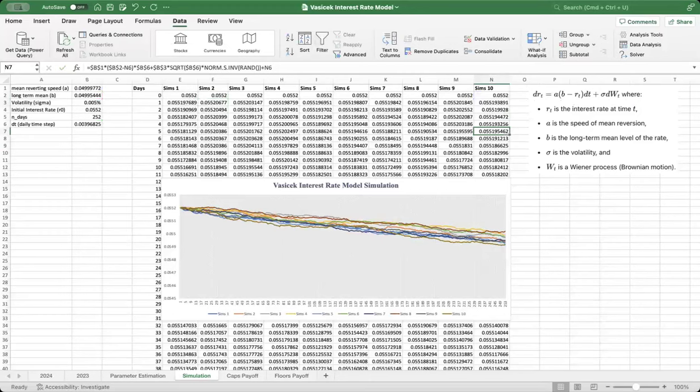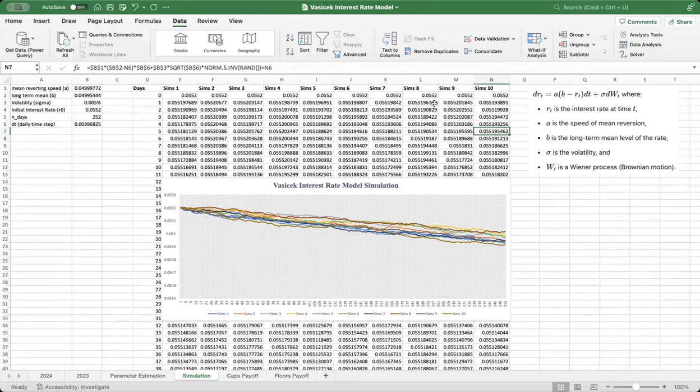Okay, so maybe I'll take that as no. In the next video, what I'll be showing you is how to use this Vasicek interest rate model to price interest rate derivatives. The two interest rate derivatives which we'll be focusing on are interest rate caps and interest rate floors. So I'll be telling you how we can use this Vasicek interest rate model to calculate the price of interest rate caps and interest rate floors.